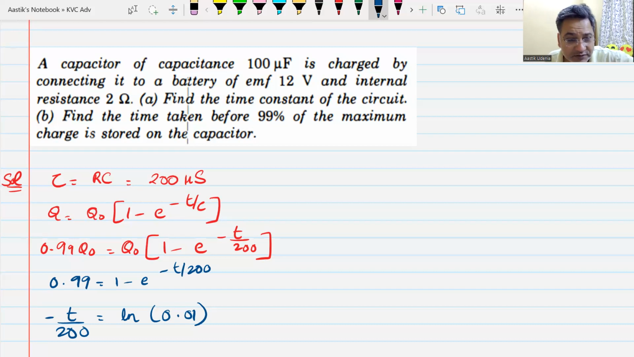Ln of 0.01 will be negative, so negative negative will become positive, and the value of time after putting this is 0.92 milliseconds. So you can see in 0.92 milliseconds it actually gets 99% charge. So even 1 second may be infinity. Do we understand this? Yes, sir.